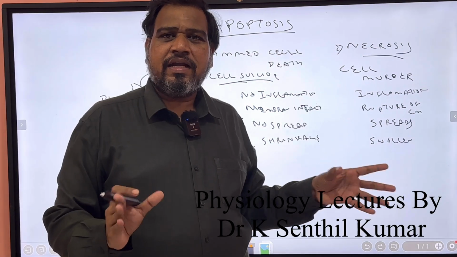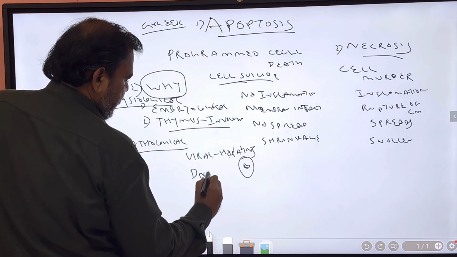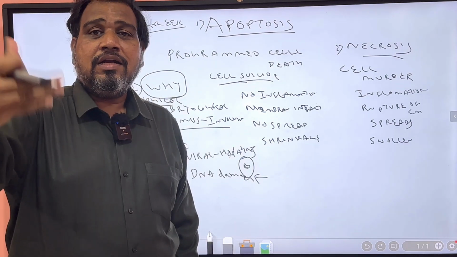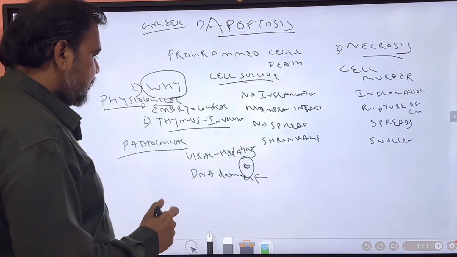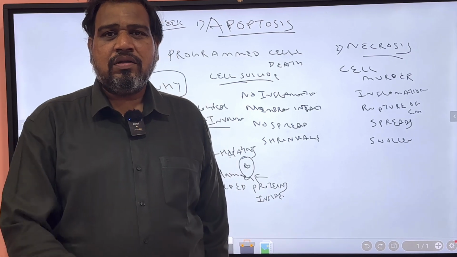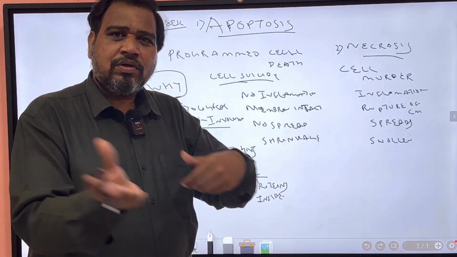Any infected cell can undergo apoptosis. Then, DNA damage: a cell can undergo apoptosis so that the damaged DNA will not be replicated and spread. Then any misfolded proteins inside the cell: there also apoptosis is required, because those misfolded proteins are of no use, so I have to destroy them.